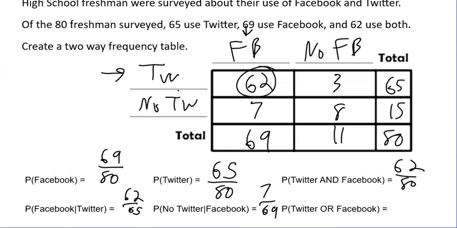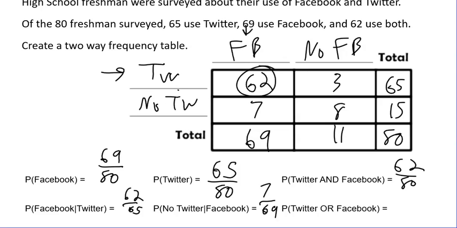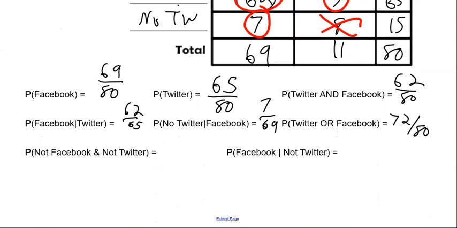Okay, so what about the probability of Twitter or Facebook? So let's look at the table. Anywhere we have either Twitter or Facebook. So 62 people have both. That's either or. 7 people have Facebook but no Twitter. 3 people have Twitter but no Facebook. And 8 have neither. So if I ask about who has what, it's basically add those 3 numbers together. So that's 72 out of the total of 80. There's a technical formula for it, but that's the easy way to do it. Just look and see where you have one or the other.